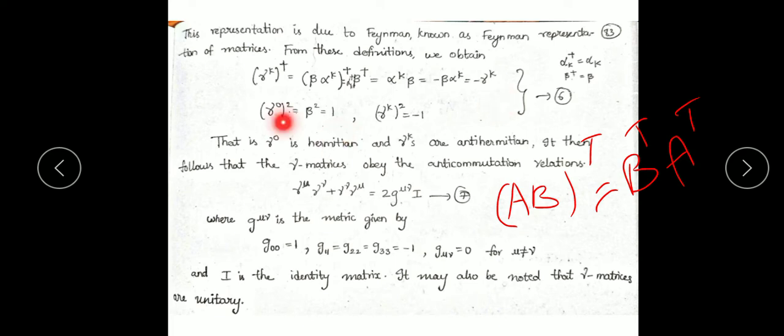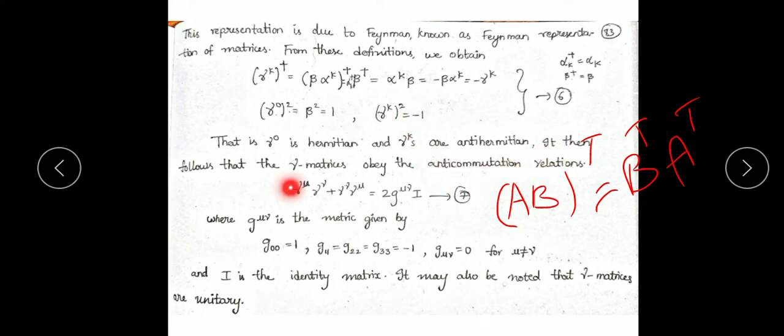And the next thing is γ_0 squared, which is nothing but β squared, equal to the identity matrix I, that is 1, and (γ_k) squared would be −1. So that is the difference between the γ_0 matrix and the γ_k matrices, as this is Hermitian and these are anti-Hermitian.